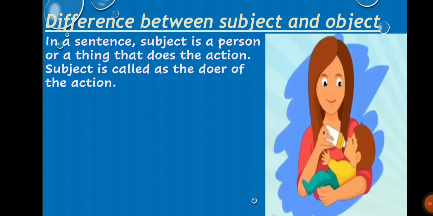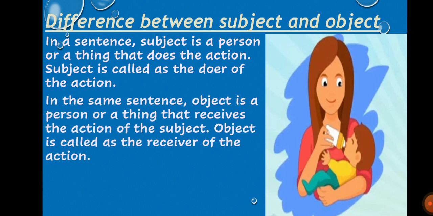object. In a sentence, subject is a person or a thing that does the action. Subject is called the doer of the action. We studied about subject already in the previous slide. Then in the same sentence, object is a person or a thing that receives the action of the subject. Object is called the receiver of the action.